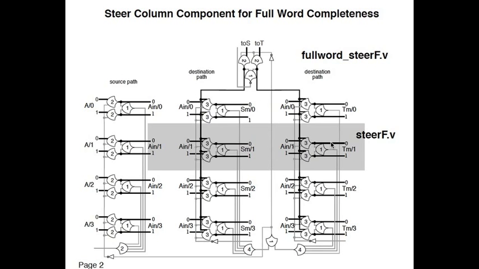So we'll build the column by stacking up digit slice components. Right, so we have a component, the steer f.v, which will steer A, bit 1 of A to bit 1 of S, or to bit 1 of T, and then we'll do one for bit 0, and we'll stack up 32 of these to get our steer column for our examples.